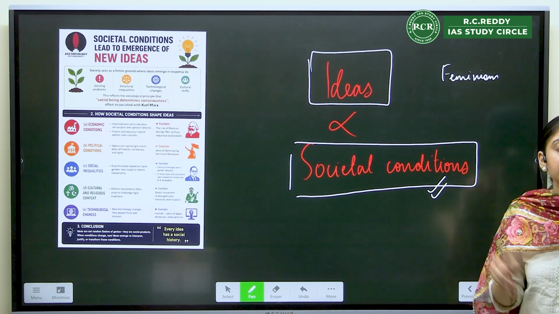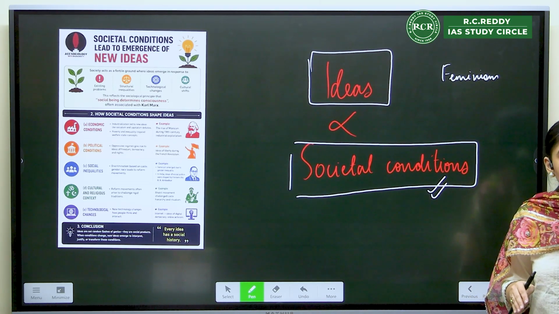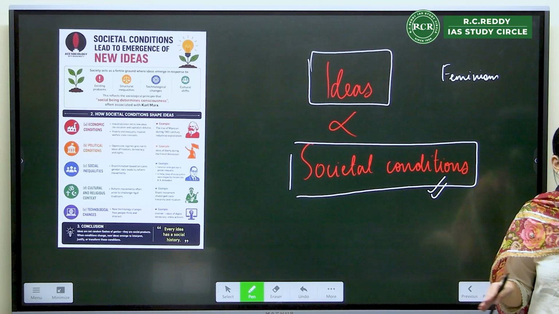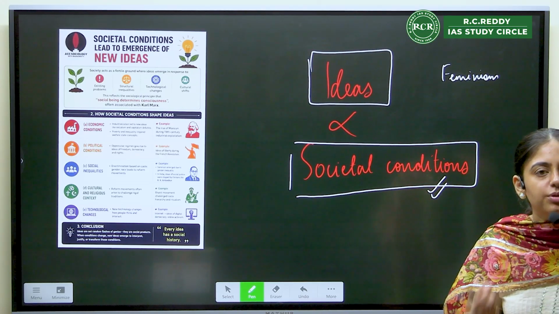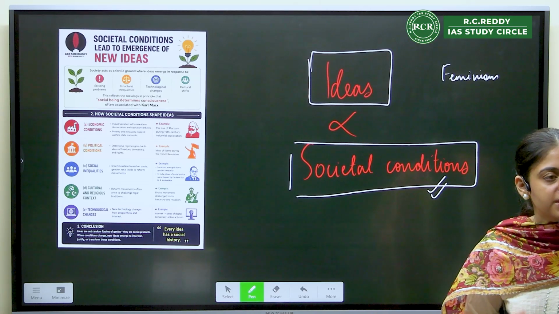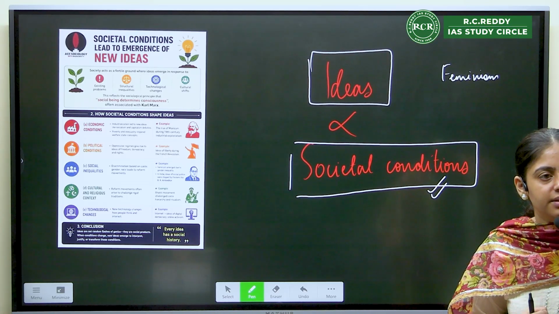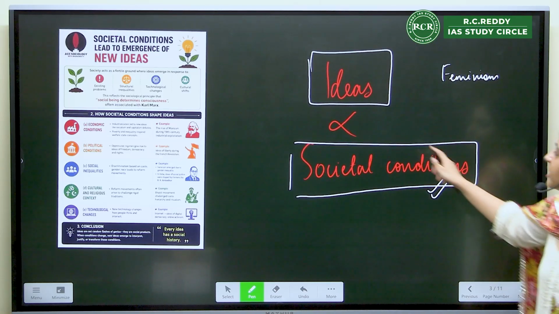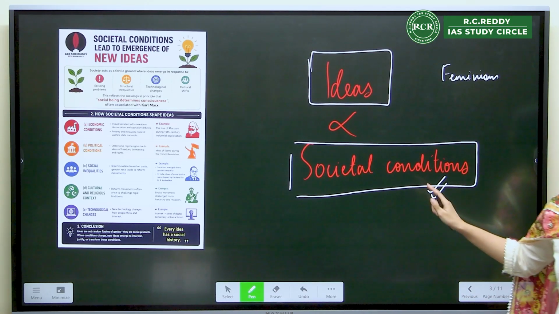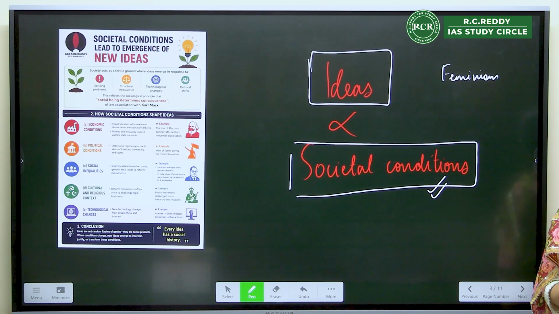The idea of feminism is equality. It emerged because societal conditions for a very long time were such that women were being subjugated. They were oppressed. They had no rights. So, ideas are always directly proportional to the societal conditions.